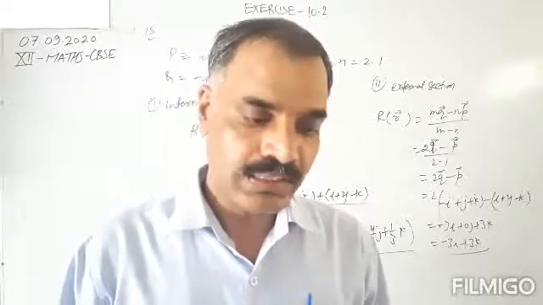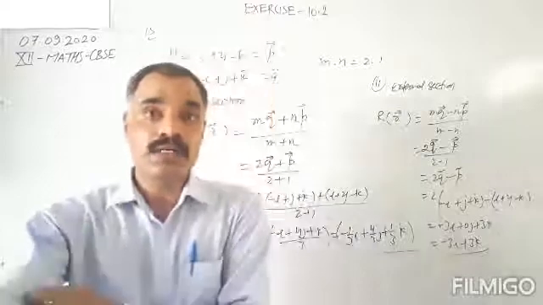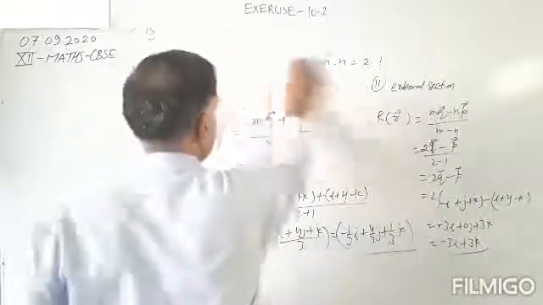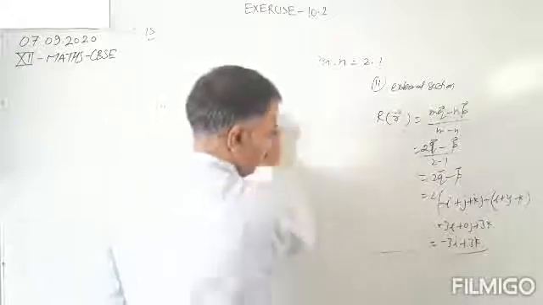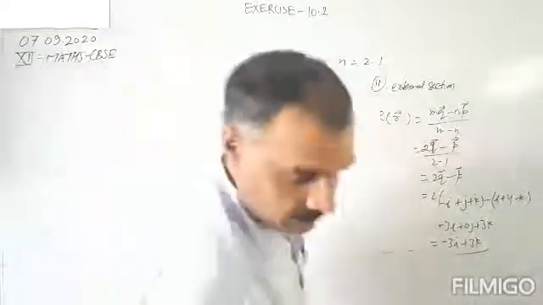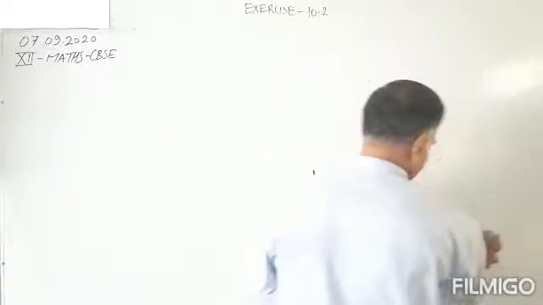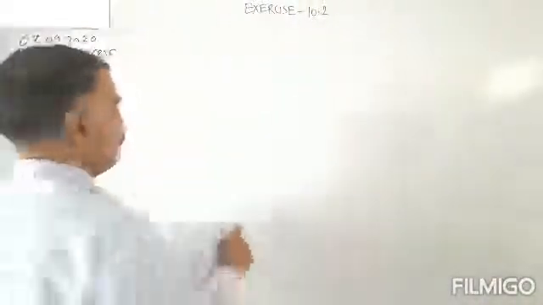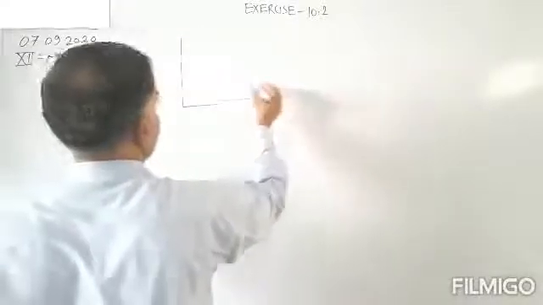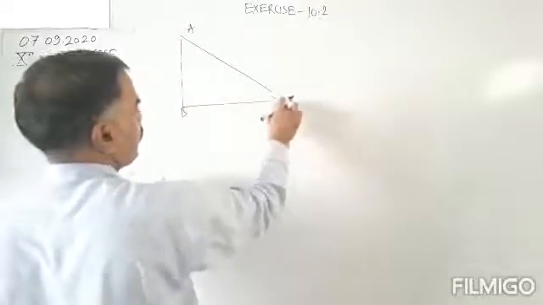The points with position vectors form the vertices of a right angle triangle. So this is the last question of today's class. Question number 17: we have been given the position vectors of the vertices. Vertices means the points A, B, C of the right angle triangle.